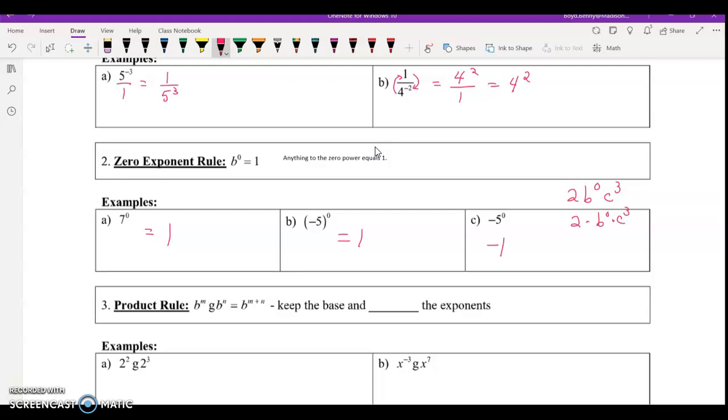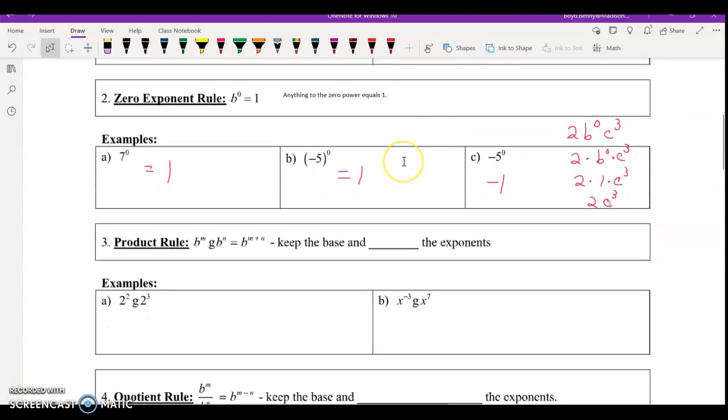We don't write the multiplication symbols when we use variables because we just cram them together. Okay, so if we replace that with 1, then our answer would just be 2 times 1, or 2, c to the third. Okay? All right.